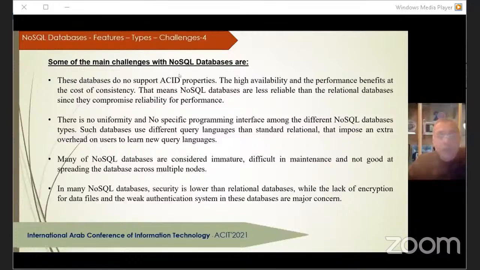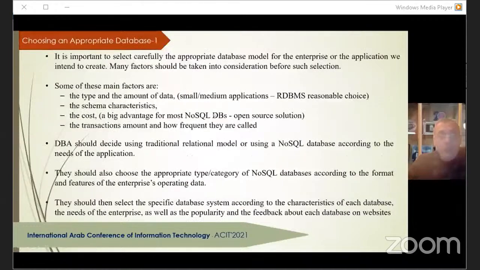Some of the main challenges with NoSQL could be stated as follows. These databases do not support ACID. They actually compromise reliability for performance. Also, there is no uniformity and no specific programming interface among the different NoSQL databases. Such databases use different query languages. Many NoSQL databases are considered immature, so maintenance is difficult and they are not good at spreading the database across multiple nodes. In many NoSQL databases, security is lower than in relational databases, and this is an important issue actually.